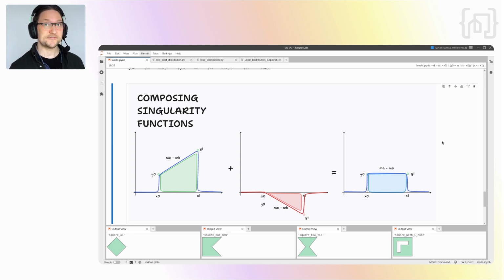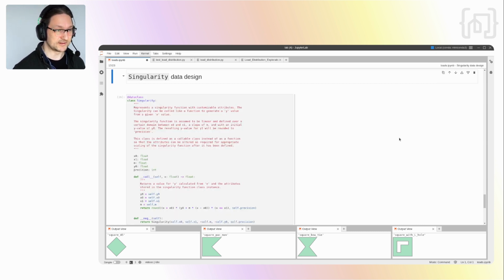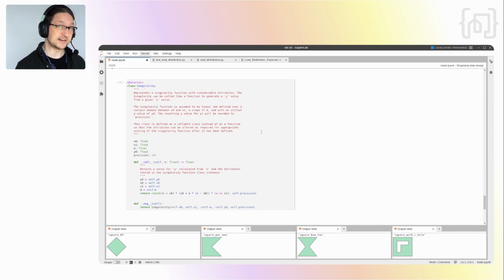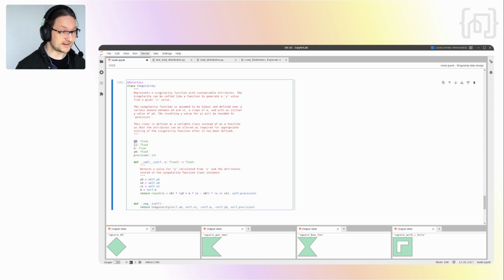So we need to define a singularity function in Python. What could be a way of doing this? This is how I approached it. I created a data class of a singularity. I defined the x0 and x1, which we can get directly from our overlap object. We've got the slope, and we've got y0, which is the starting point of the singularity region.